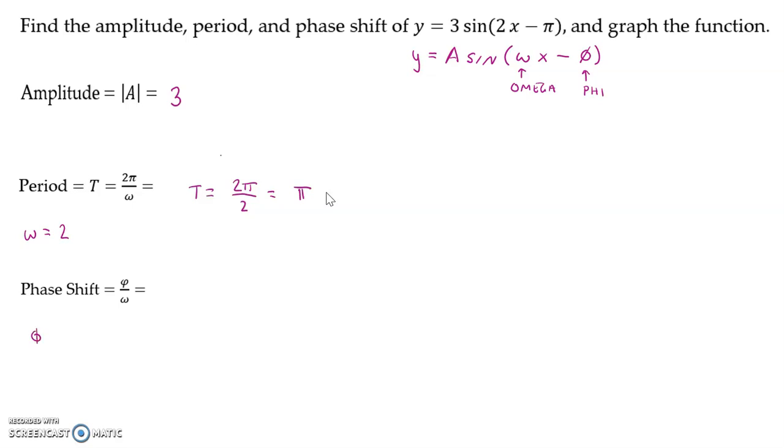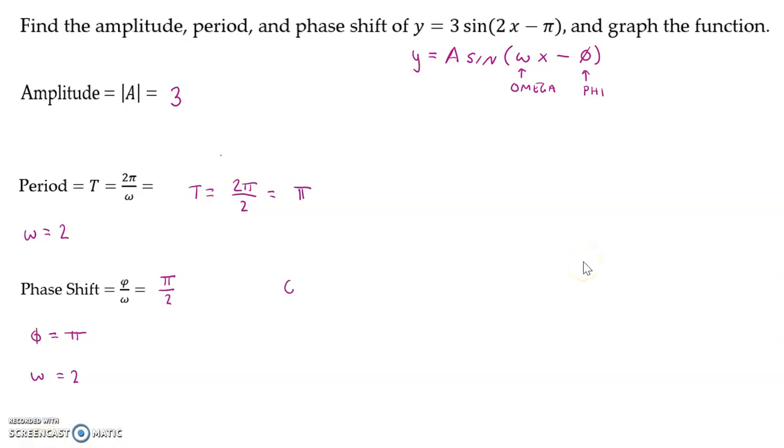So let's go ahead and make some notations here based off the problem we have. Phi in this problem is pi. And remember that we had our omega value as 2. So when we're talking about phase shift, let's go ahead and plug these numbers in. Our phase shift is going to be pi over 2. Phase shift, when you're looking at these problems, is you're going to be moving these graphs either to the left or to the right based on some values that are given to you here in the problem.